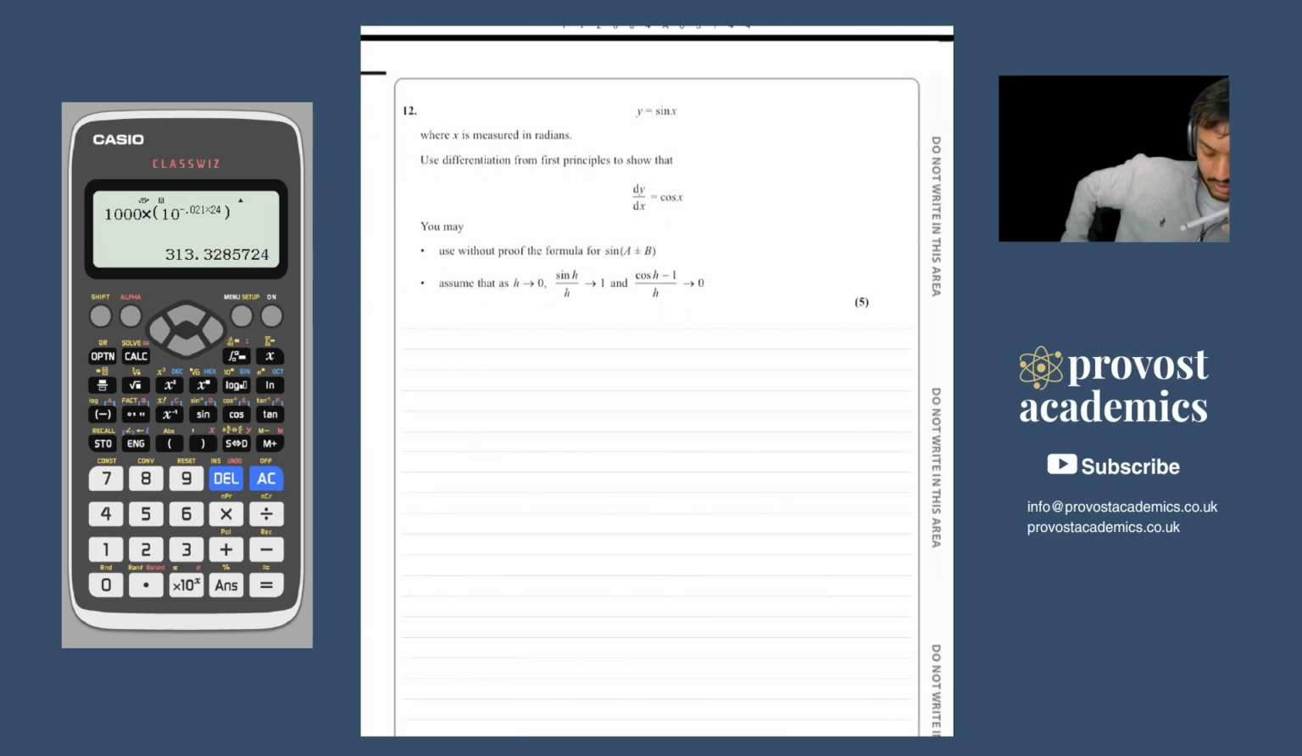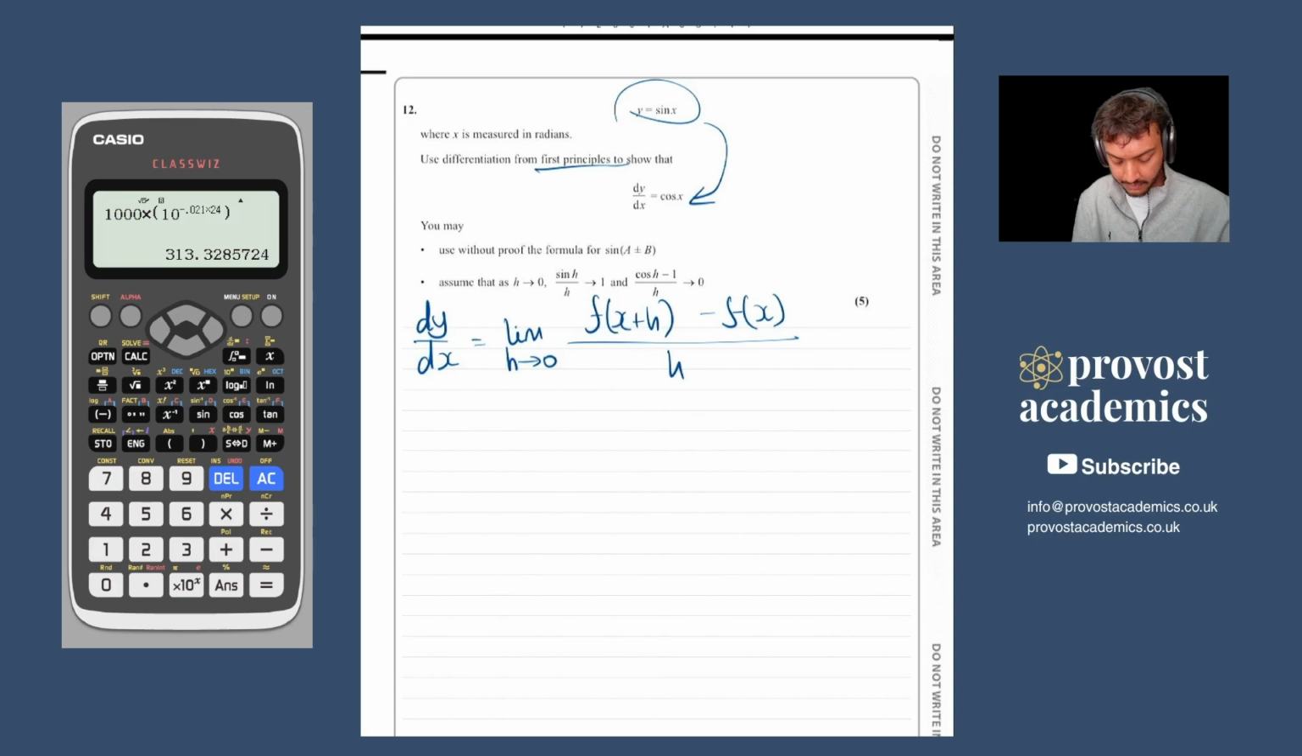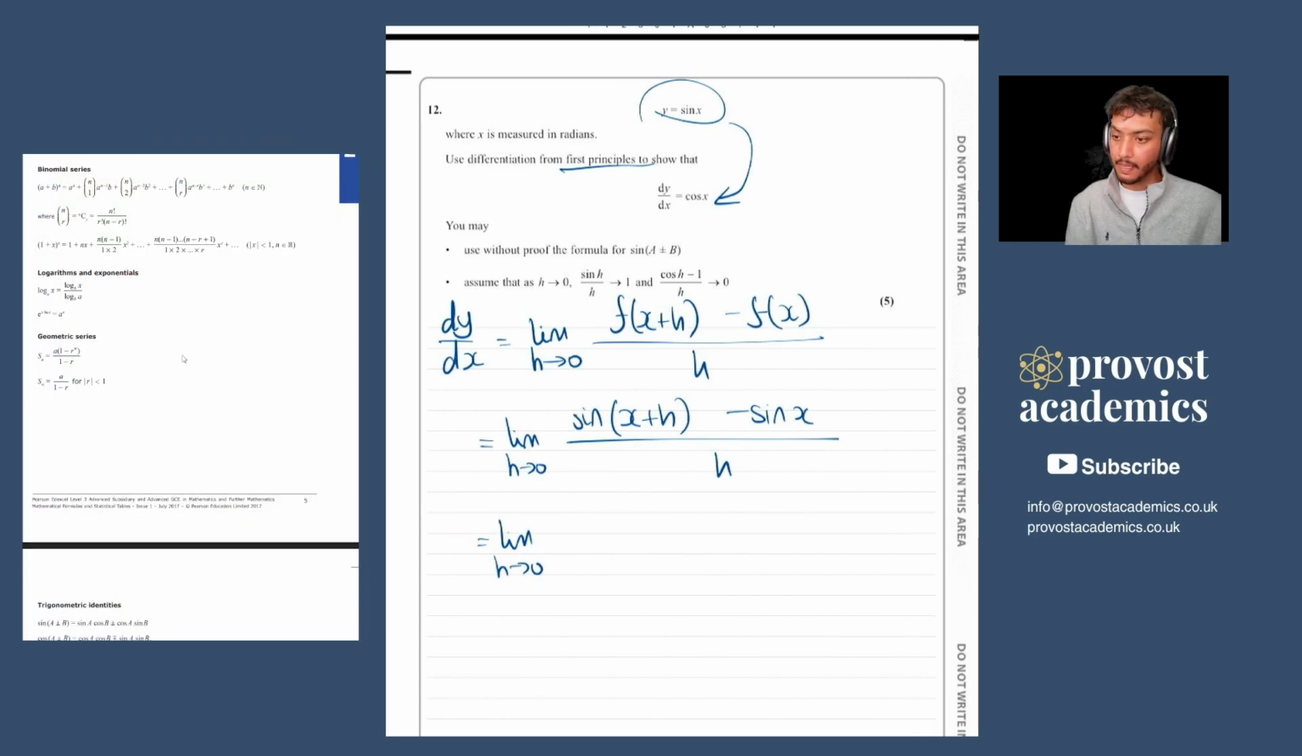Okay, it looks like differentiation from first principles, those are always fun. We need to show that y equals sine x becomes cos x. All right, cool. So let's start off. We know the formula for differentiation from first principles: dy/dx is equal to the limit as h tends to 0 of f of x plus h, take away f of x, over h. So the limit as h tends to 0 of sine of x plus h, take away sine x, over h.